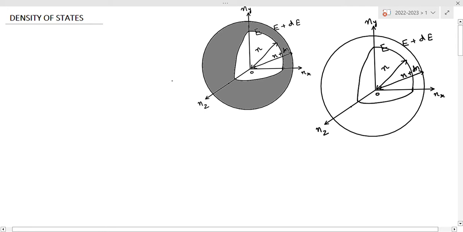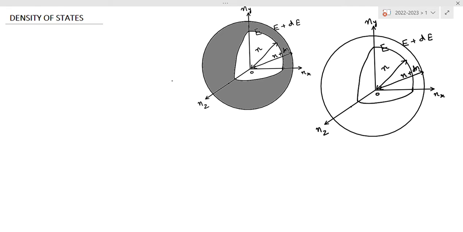Today we are going to see the derivation part of density of energy states. The density of energy states can be defined as the number of available energy states per unit volume of the material within the energy interval dE.